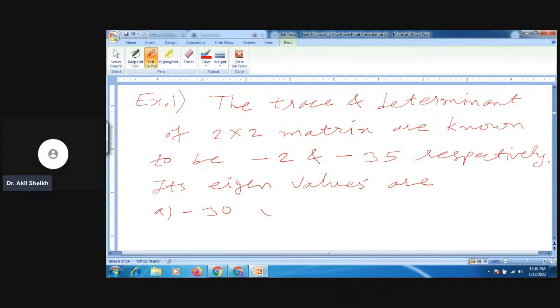Option A: minus 30 and minus 5. Option B: minus 35 and minus 1. Option C: minus 7 and 5. Option D: 17.5 and minus 2.